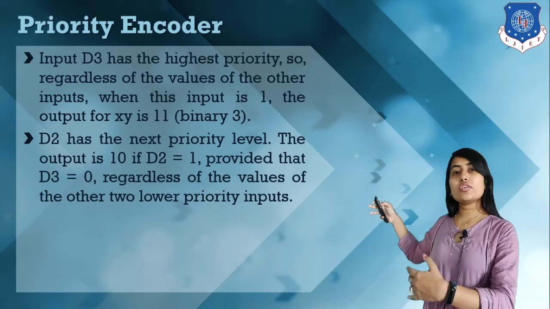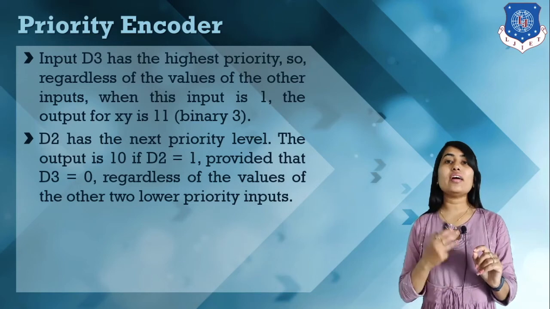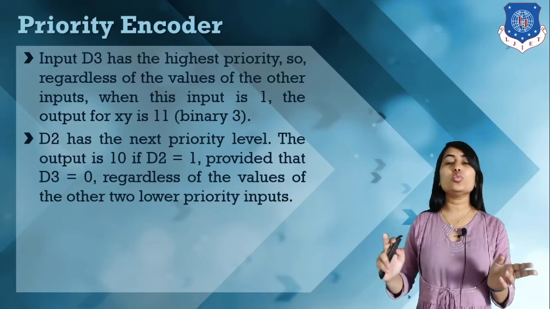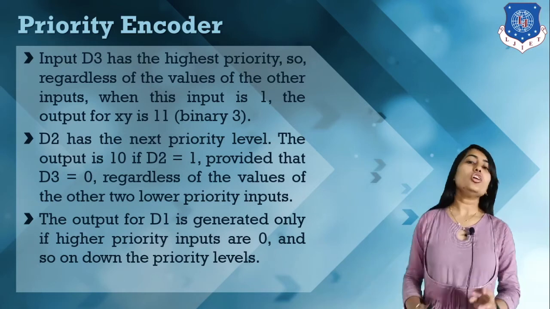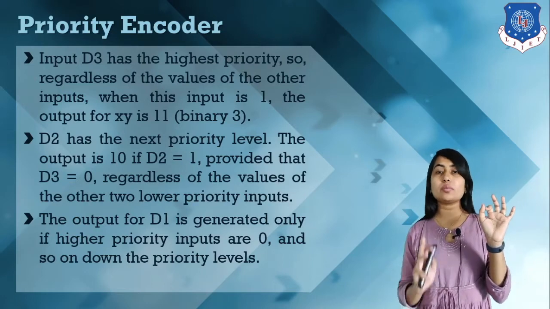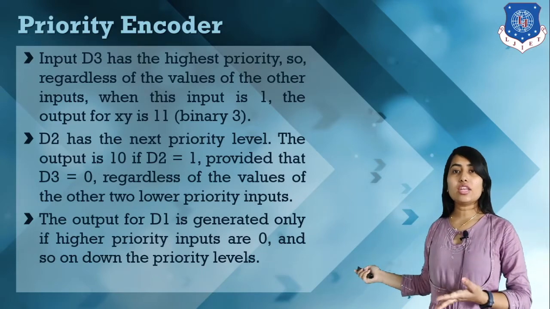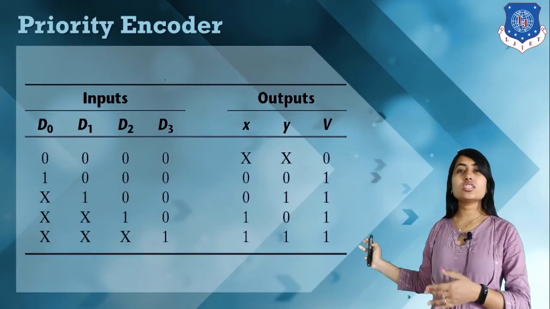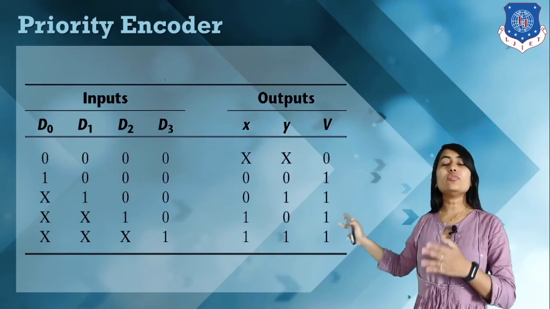First the highest priority is D3, then the next priority is D2. If D2 is equal to 1, then whatever the values of D1 and D0, we have the output according to D2, that is 1 0. Then the next priority is D1 and then D0. Whenever a higher subscript number is equal to 1, whatever the value of the lower subscript numbers, we have outputs according to the higher subscript number. So this is a priority encoder. Here we have the basic truth table of this priority encoder. This is a 4x2 priority encoder, with 4 inputs D0, D1, D2, D3.